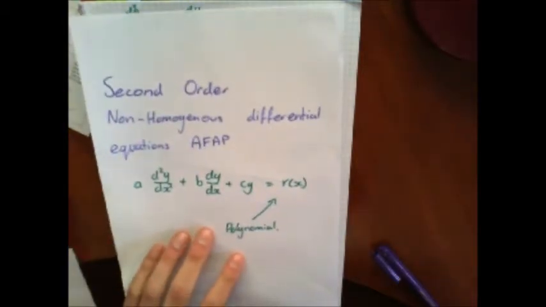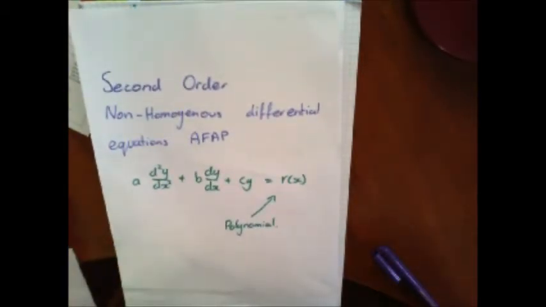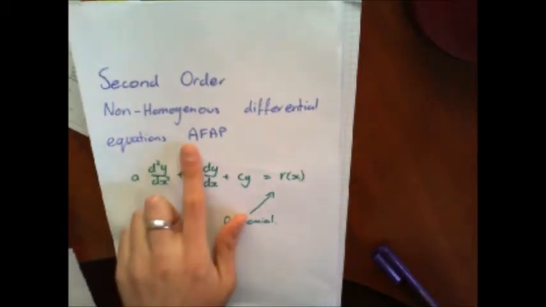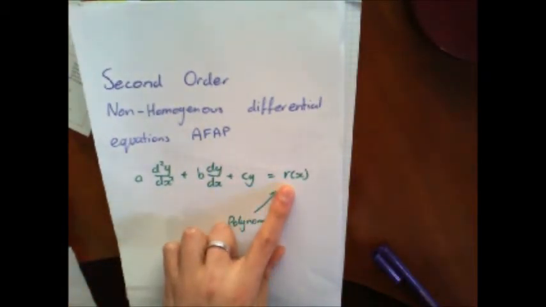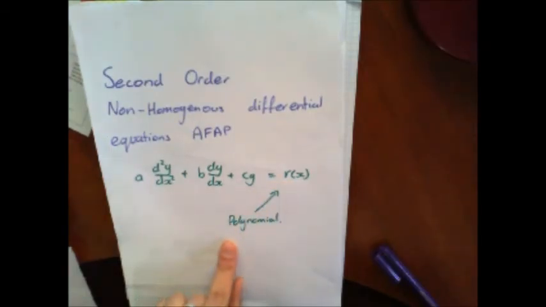Now, in my next video, we're going to go over second order non-homogeneous differential equations as fast as possible. They are in this form. However, instead of 0, we have r of x, where r of x is a polynomial. See you then.